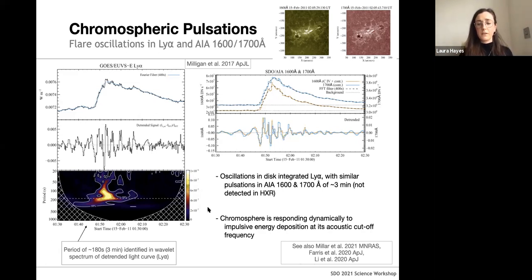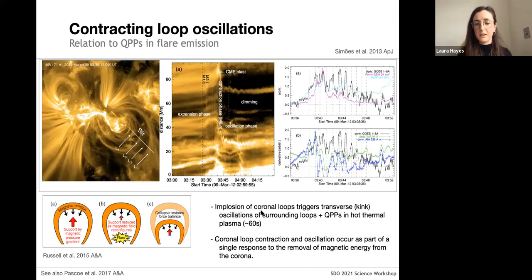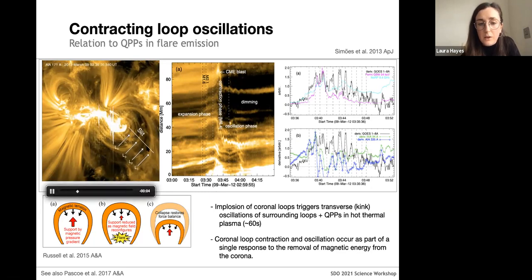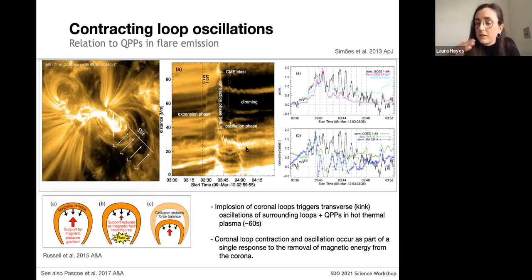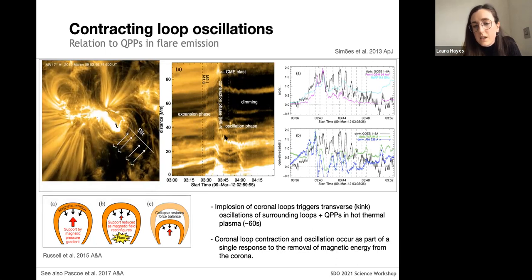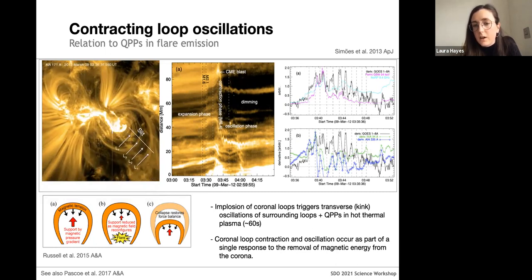And moving back to oscillations in flares, this is work that Paolo referenced in his talk, looking at coronal implosions. And this is a really nice example of looking at all the different types of oscillations that occur in a flare. So we have this implosion going on, and then we see these transverse kink oscillations. And if we look along the slit, we can see clearly these nice pulsations that are occurring in the flaring loops. And they change period from lower down to higher up.